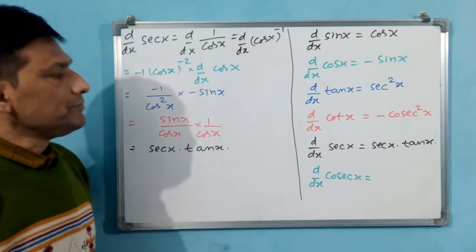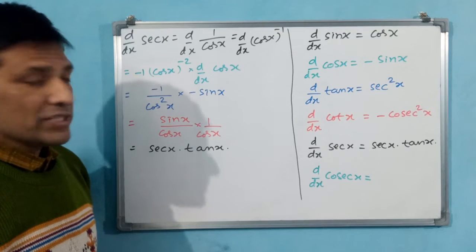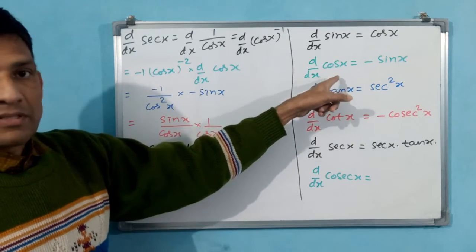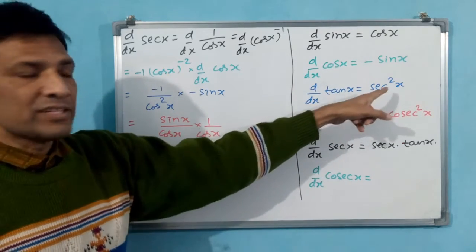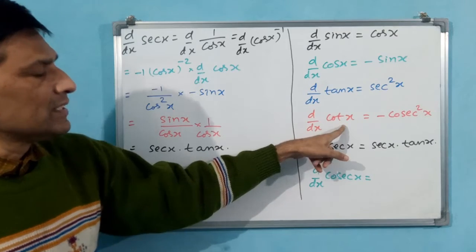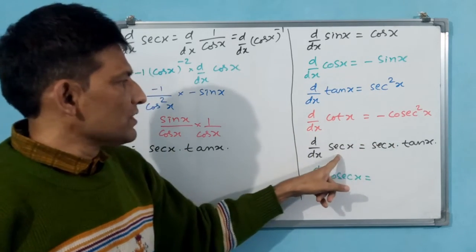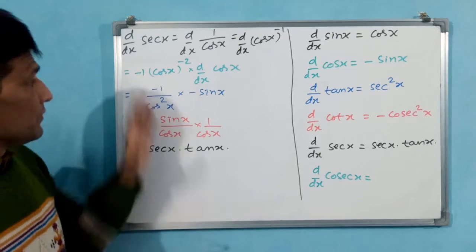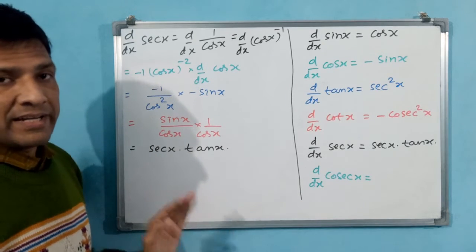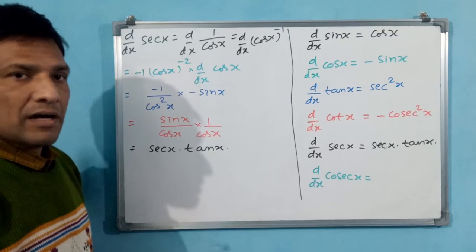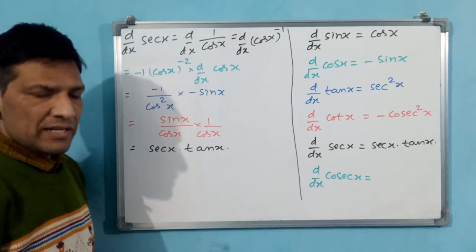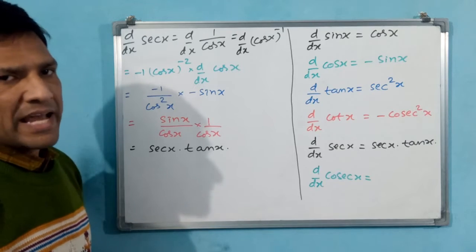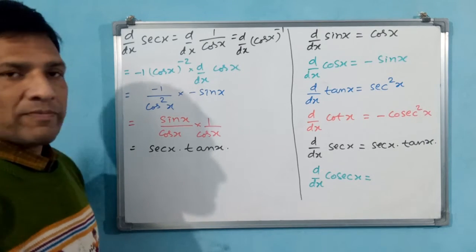Okay? Secant x tan x. d by dx of sin x is cos x, cos x is minus sin x, tan x is secant square x, cot x is minus cosecant square x, secant x is secant x tan x. Cosecant x also we will write. You note down all these, you can take them as standards. Whenever it comes in questions and all, in 11th question also it is coming. All you have to take and apply directly. Let us go for cosecant x.